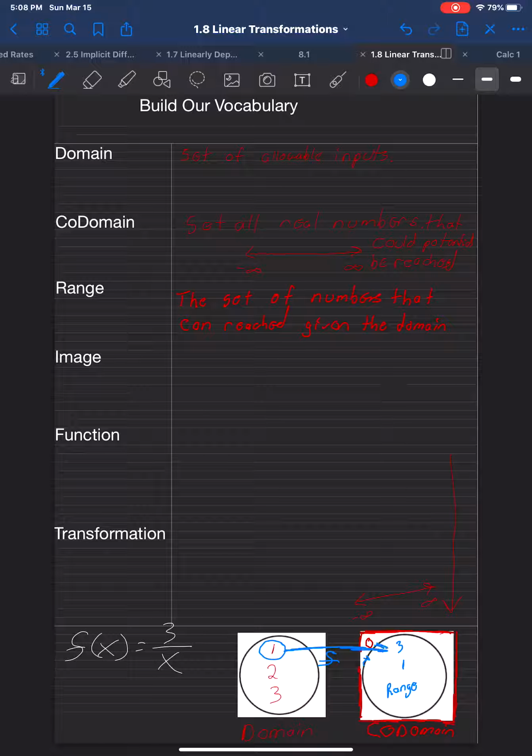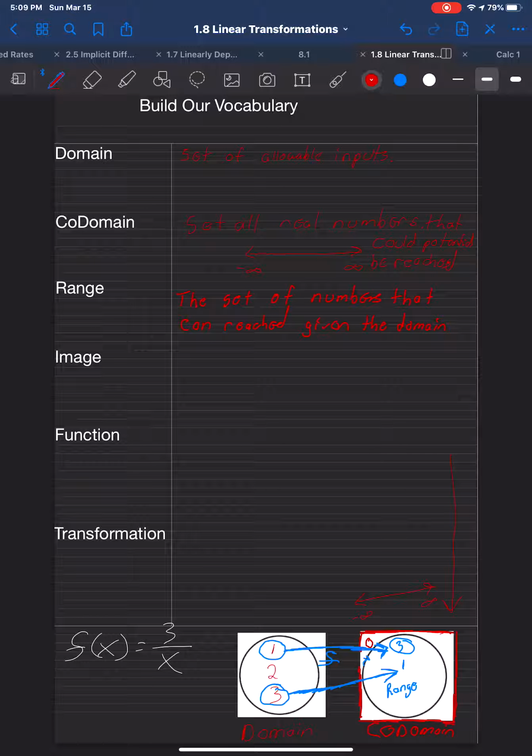And notice that we're mapping 1 to 3. Now, if I were to choose 3 as my input into my function, well, 3 divided by 3 is 1. So again, notice that you're mapping from set to set. So now we're going to be mapping from 3 to 1. And what I'm showing you there is that mapping is what we label the image. It's a single number.